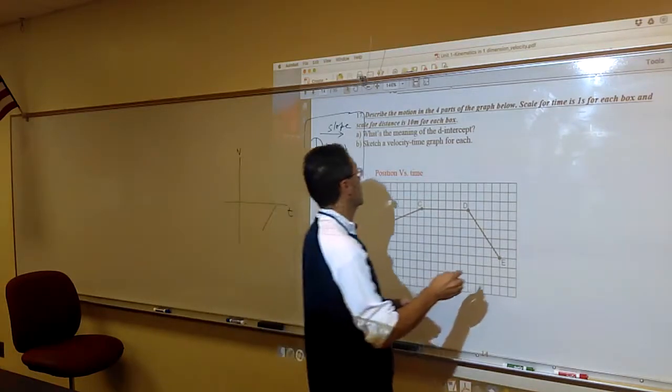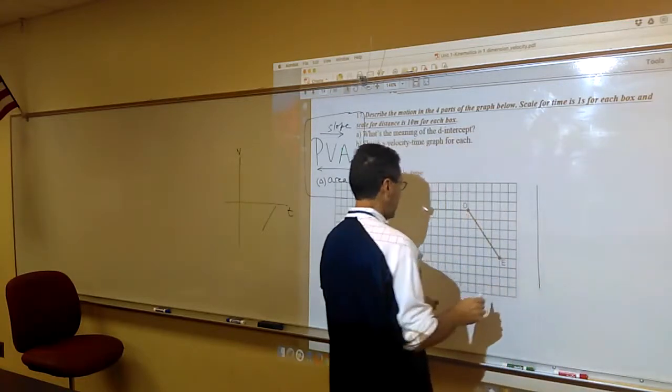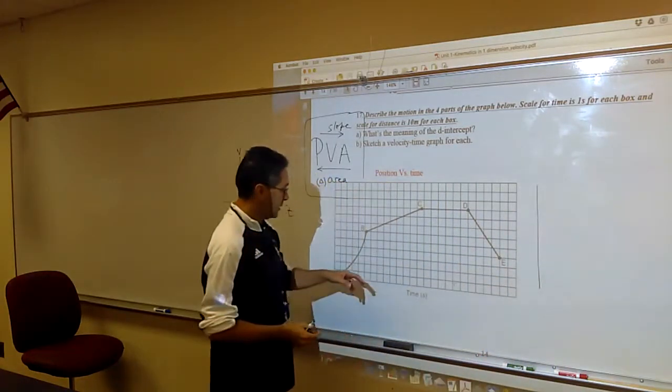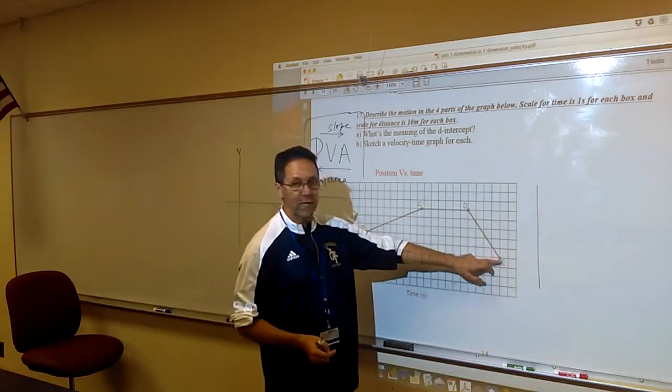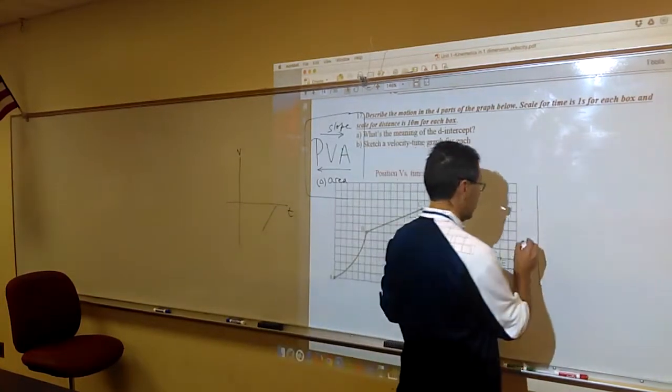Now I'm going to try to sketch a velocity time graph. Now I can see that the slope here is negative, which means I have to allow some room below the time axis.